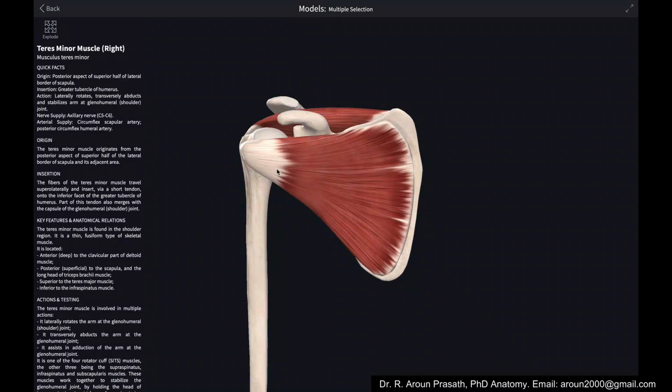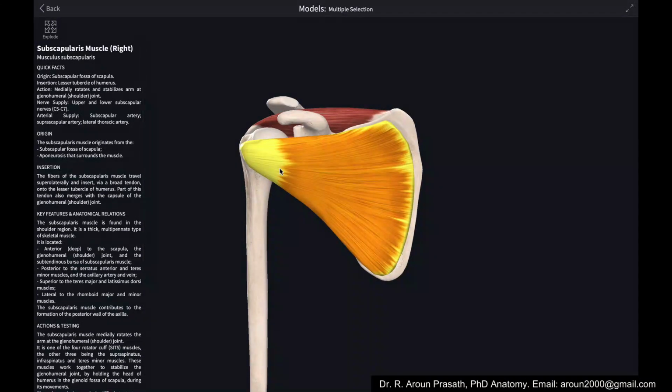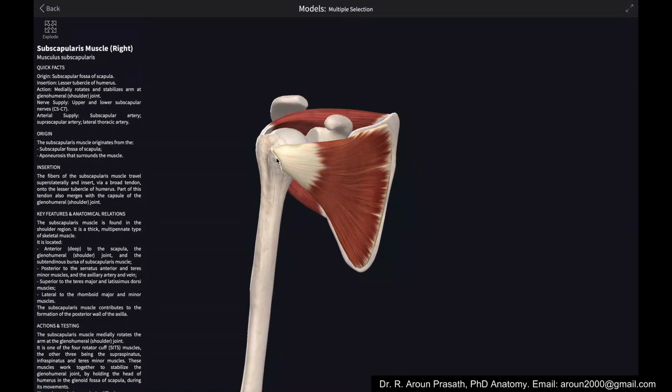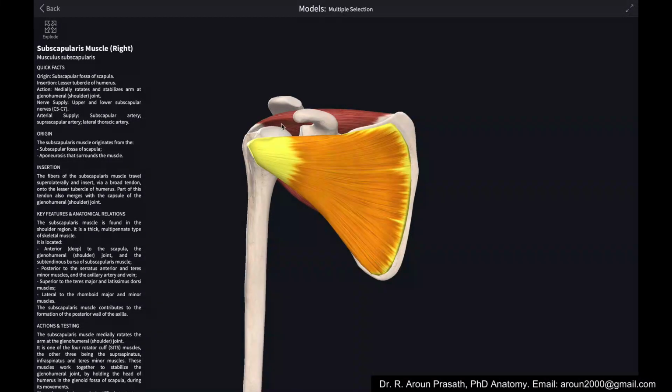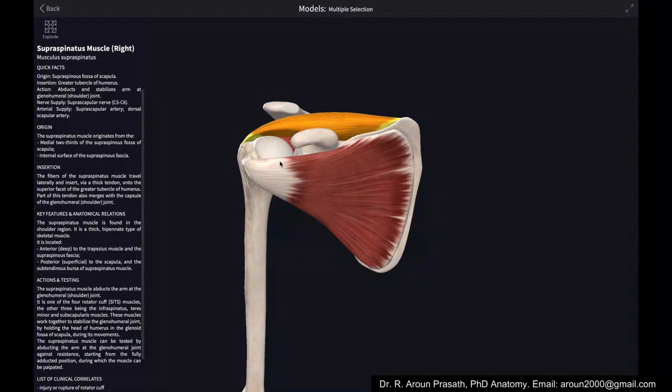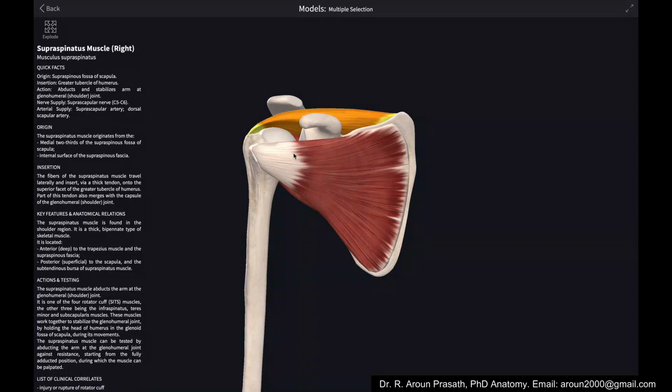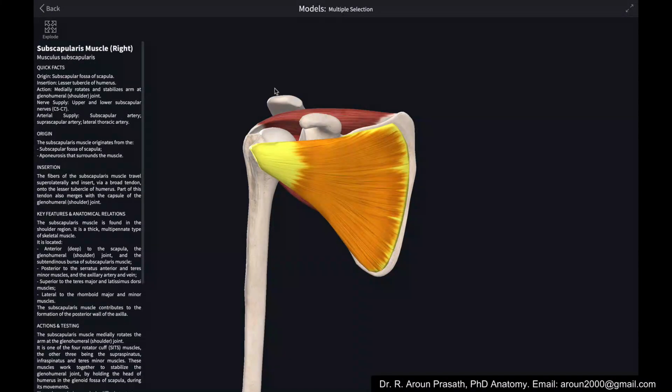During abduction, or any anterior flexion or extension, these muscles initiate the movement in the shoulder up to 45 degrees. After 45 degrees, the large bulk muscle present in the shoulder, the deltoid muscle, takes over the action.